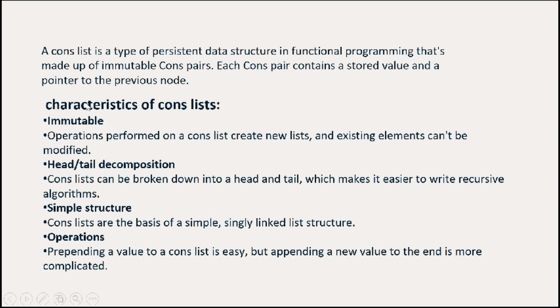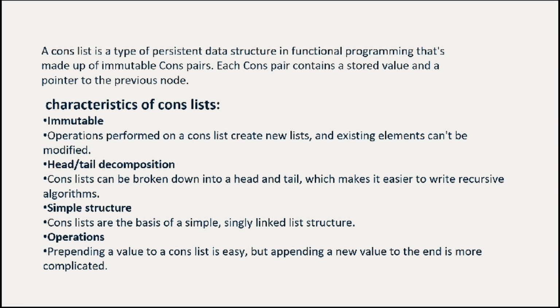Some characteristics of cons list. Immutable: operations performed on the cons list create a new list and the existing elements cannot be modified. Next, head-tail decomposition. A cons list can be broken down into head and tail, which makes it easier to write recursive algorithms. Next, simple structure. Cons lists are the basis of a simple singly linked list.